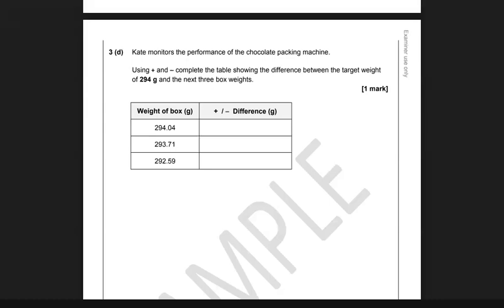So that gives you 294.04 minus 294. That gives you plus 0.04. Then 294 minus 293.71 gives you minus 0.29. Then 294 minus 292.59 gives you minus 1.41.